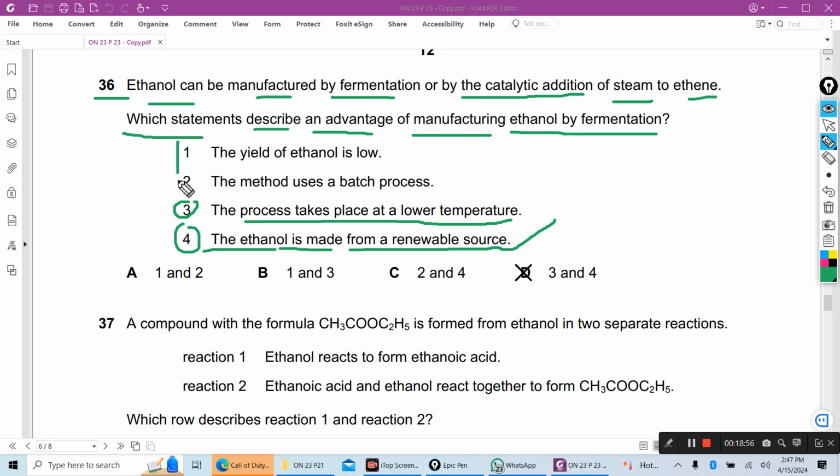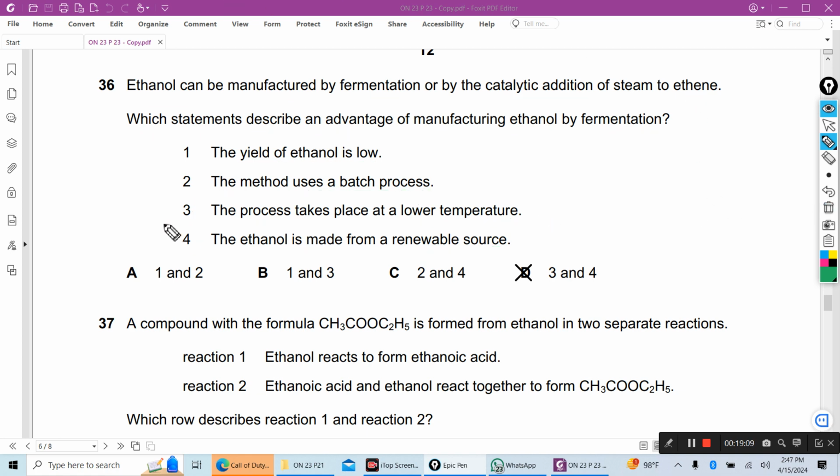But why are 1 and 2 wrong? The yield of ethanol is low. This is a disadvantage, not an advantage. This method uses a batch process. This is also a disadvantage, not an advantage. So the answer is 3 and 4, which are the advantages.